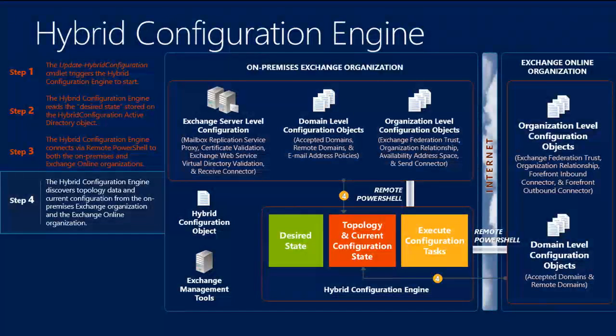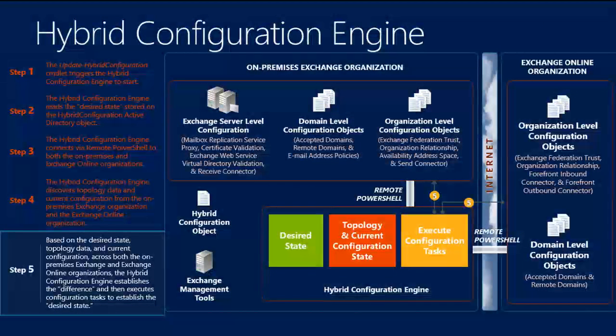It's going to go and look at the current topology. It's going to get an understanding of what you have deployed. And then based on what you've typed in, based on what it finds, it's going to access both environments and do the things that need to be done. So is the organizational federation set up? Are the send and receive connectors for secure mail configured? It's going to review any other items that might need to be set differently or set for the first time. And then it will make those changes for you and establish that desired state.